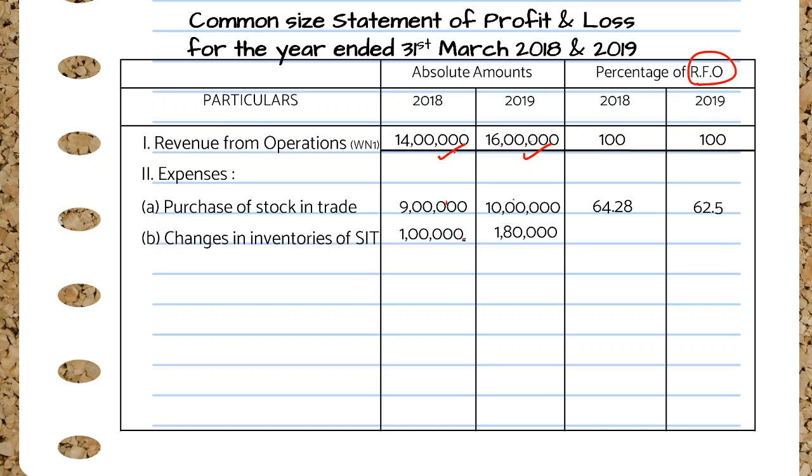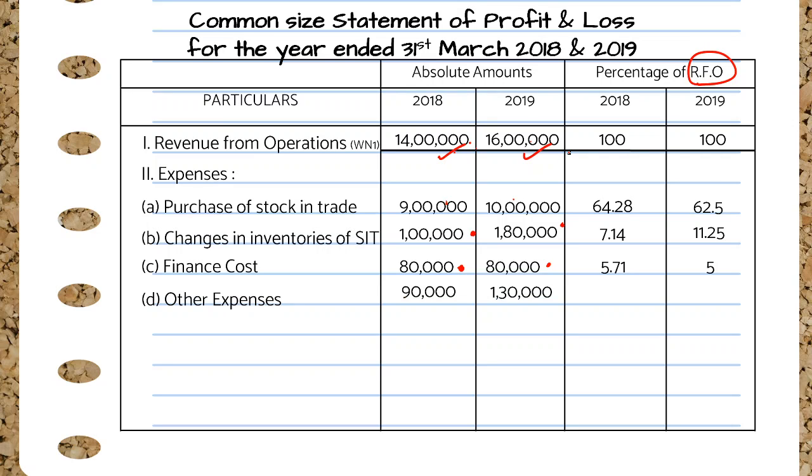Then the next item given here is changes in inventories of SIT, the stock in trade. Again, we'll do the same thing: the element divided by the base into 100, which gives us respectively the percentages. The next item given was, I'm just going to copy the question here, finance cost. Percentage also we will calculate: the element divided by the base into 100. Same thing for the next year, element divided by base into 100.